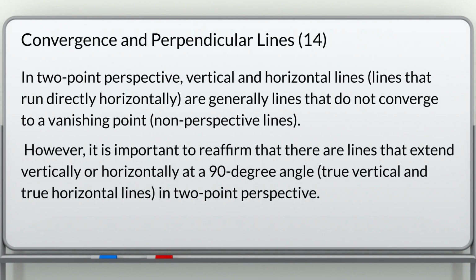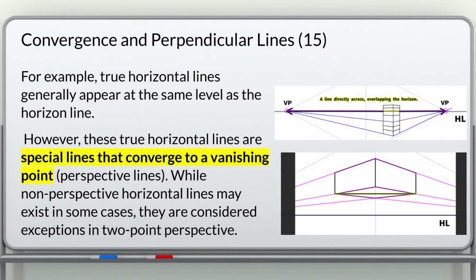However, it is important to reaffirm that there are lines that extend vertically or horizontally at a 90-degree angle in 2-point perspective. For example, true horizontal lines generally appear at the same level as the horizon line. However, these true horizontal lines are special lines that converge to a vanishing point. While non-perspective horizontal lines may exist in some cases, they are considered exceptions in 2-point perspective.